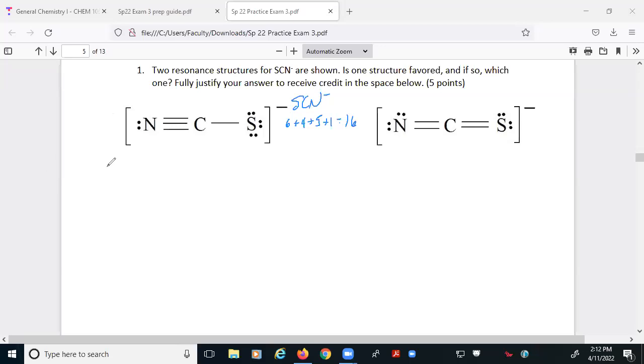Let's look at formal charge. For the nitrogen over here, 5 valence electrons minus 3 bonds and 2 dots gives me 0 formal charge on this nitrogen. Carbon, 4 valence electrons, 4 bonds, no dots. Formal charge is 0 on the carbon. Sulfur, 6 valence electrons, 1 bond, 6 dots. There's where my -1 charge. So I've got a -1 charge on this sulfur in the structure on the left.